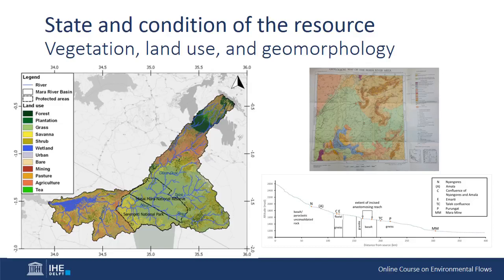Geomorphologically, the river has a very active sediment regime that produces a number of ecologically important features in the river. Land use change has increased erosion in the basin, which alters the sediment regime. This is something we must pay close attention to in our assessment.